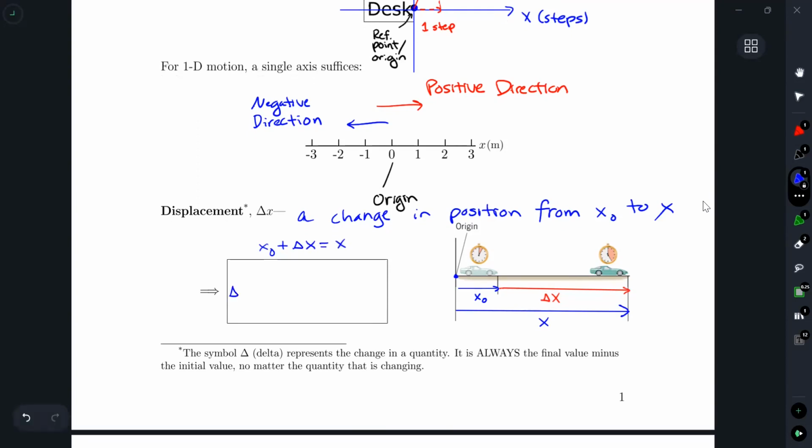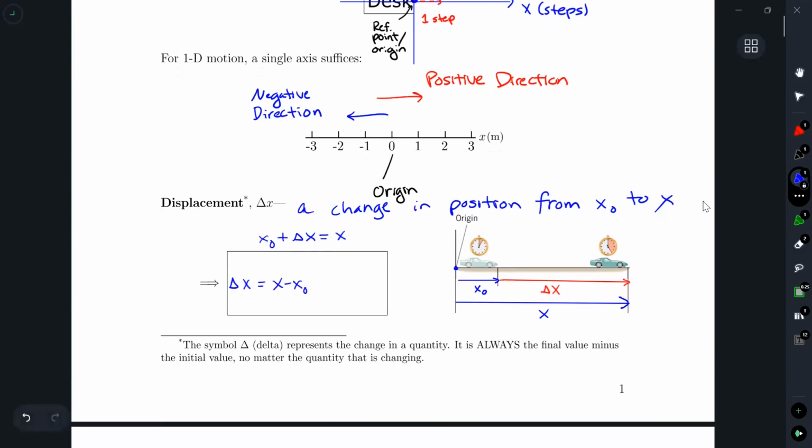So displacement is just final minus initial position. It is x minus x0. I'm just rearranging that first equation. So final minus initial, and that is a common trend that I do not want you to forget. Any change in a quantity, any delta, anything. We'll talk about changes in kinetic energy, changes in momentum, changes in a lot of things. It's always final minus initial, always.